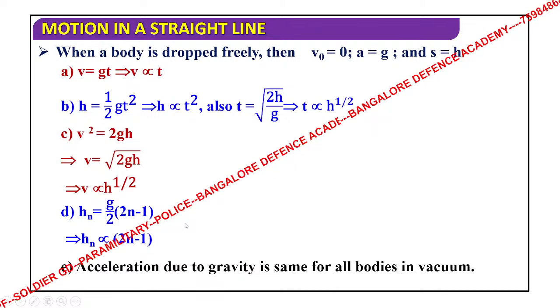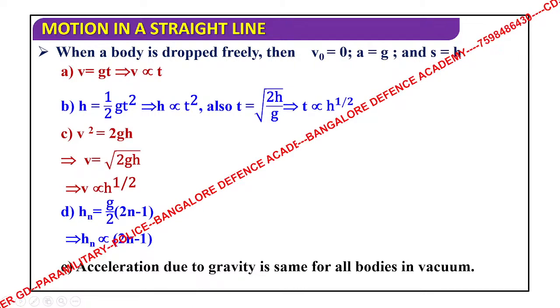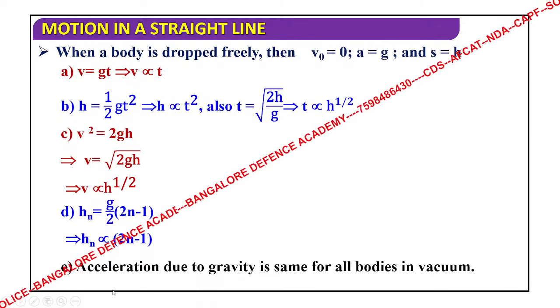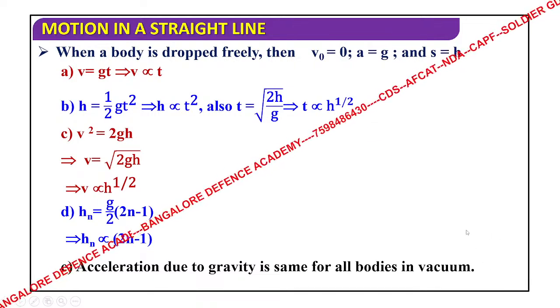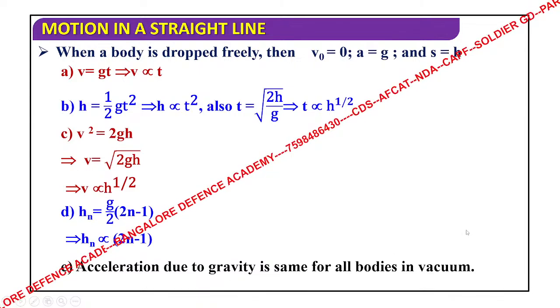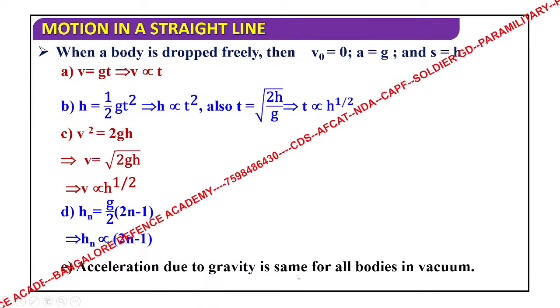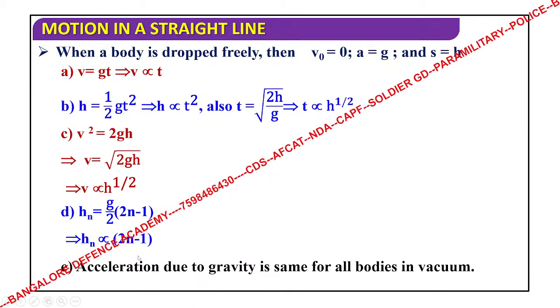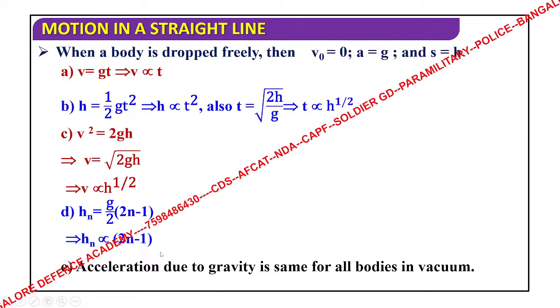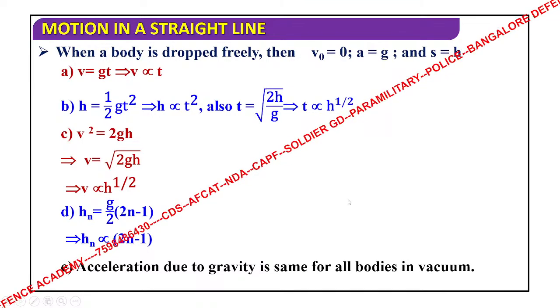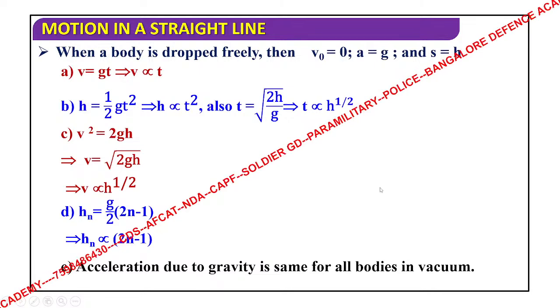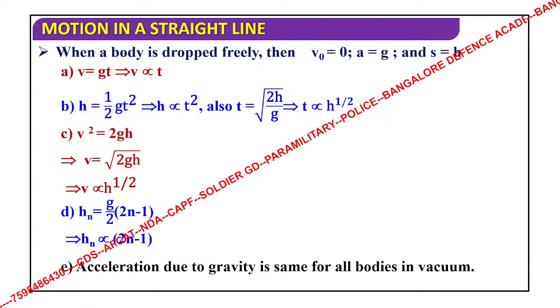And the last point here, acceleration due to gravity in vacuum. This is very important. I'll show you one experiment. In the previous class I showed this experiment to the class, but right now just remember and write down this line here. Acceleration due to gravity is the same for all bodies in vacuum. All bodies in vacuum.